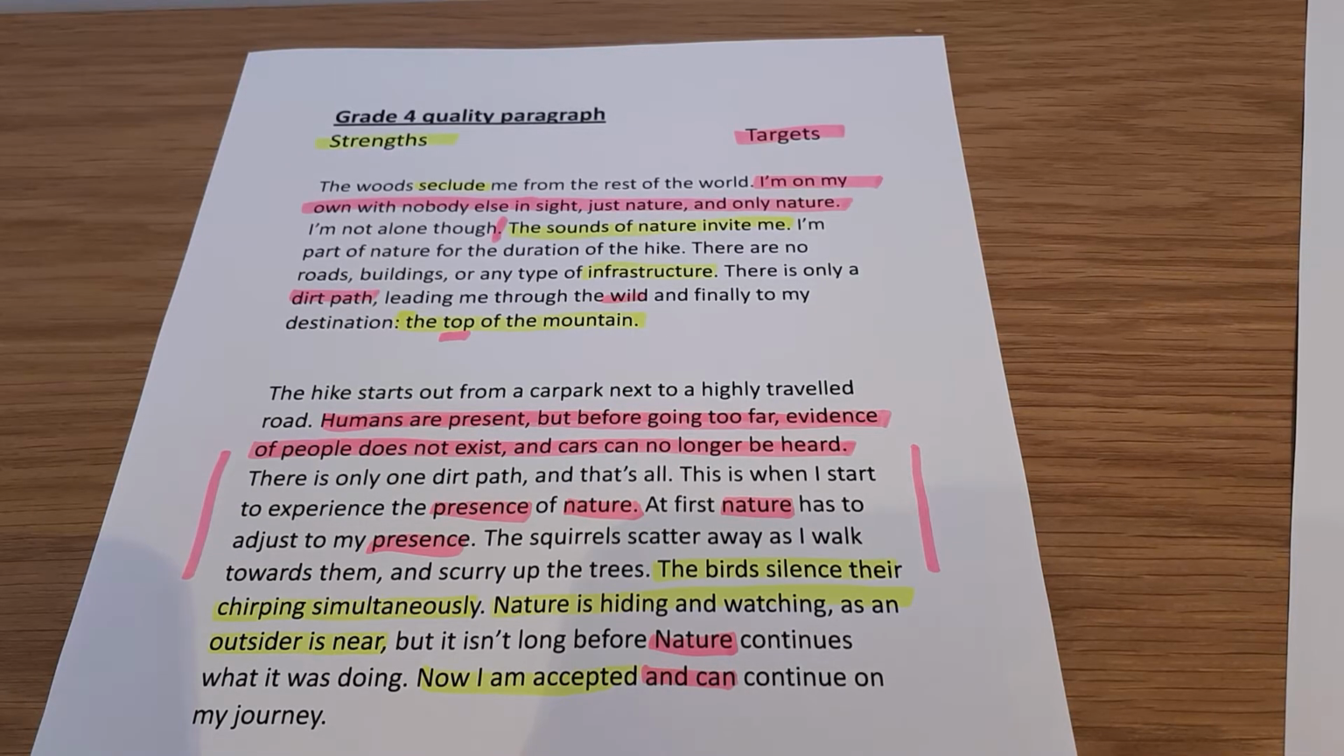The woods seclude me from the rest of the world. I'm on my own with nobody else in sight, just nature and only nature. I'm not alone though. The sounds of nature invite me. I'm part of nature for the duration of the hike. There are no roads, buildings, or any type of infrastructure. There is only a dirt path, leading me through the wild and finally to my destination, the top of the mountain. The hike starts out from a car park next to a highly travelled road. Humans are present, but before going too far, evidence of people does not exist, and cars can no longer be heard. There is only one dirt path, and that's all.